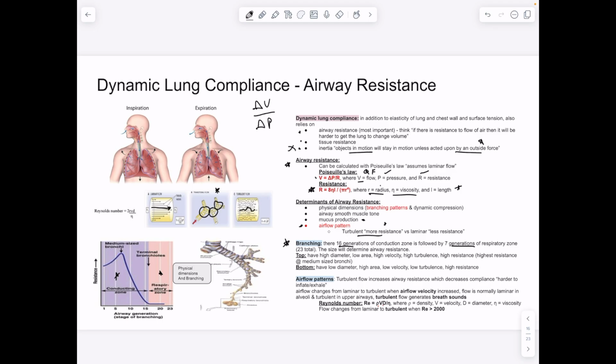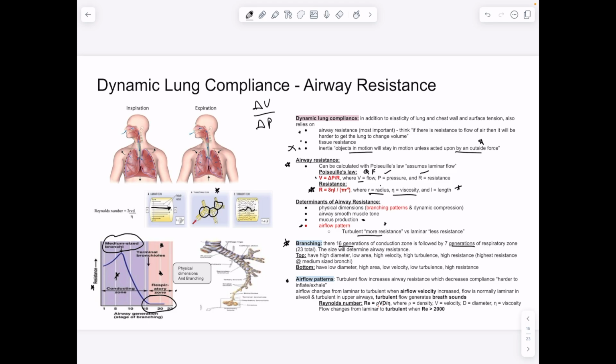And so the idea is that for the conducting zone, you're going to have the least cross-sectional area at the medium-sized bronchi, and so you'll have the most resistance there. And then just like with capillaries, when you get to the smaller vessels, the terminal bronchioles, and then the respiratory zone with the alveoli, you actually have so much cross-sectional area as a total, right? There's just so many of these alveoli, so many of these terminal bronchioles, that the resistance overall is less, despite the individual tube being quite small in radius.